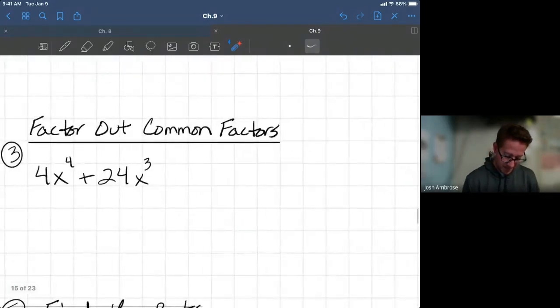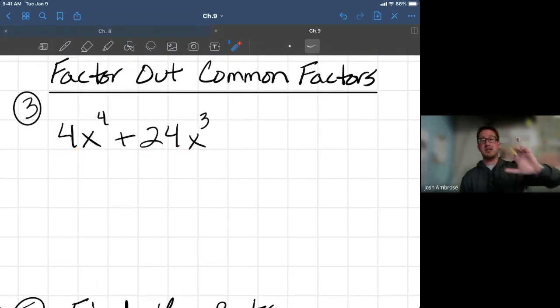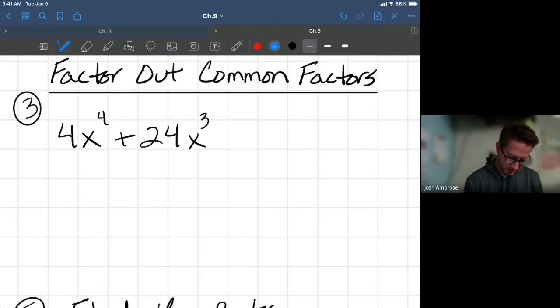Same concept, factoring out common terms here. Okay, there's a 4, there's a 24. Let's think, what is the GCF? What's the greatest common factor between 4 and 24? It's in fact the number 4. 4 goes into itself once. 4 goes into 24 6 times. So 4 is the biggest number that can go into 4 and 24. All right, so we take a 4 out.